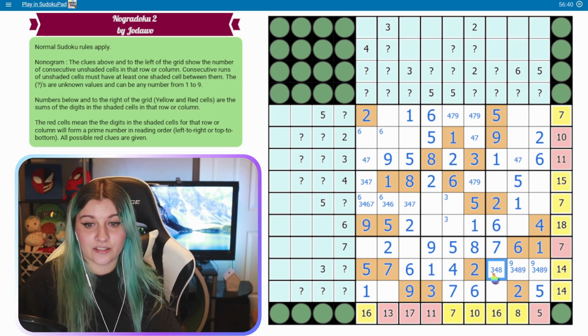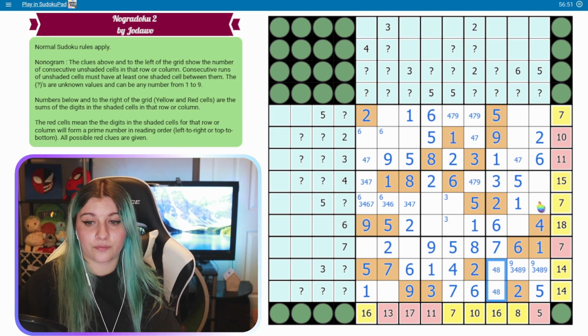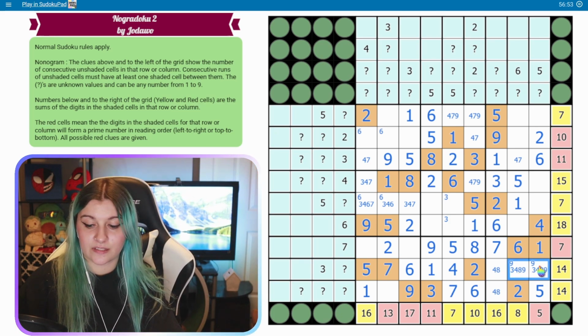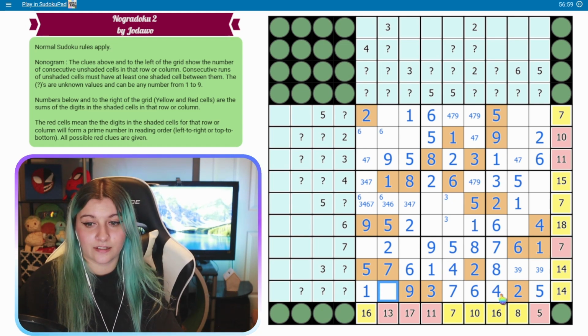Nice. This is a 3, 4, 8. This is also a 3, 4, 8. And this is also a 3, 4, 8. It sees an 8. And a 4. So this is a 3. These are not 3. So this is a 4, 8, meaning this is not 4, 8. This is going to be a 3, 9. This is a 4, so this is an 8. There you go. This is a 4. Yay! 1, 2, 3, 4, 5, 6, 7, 8.